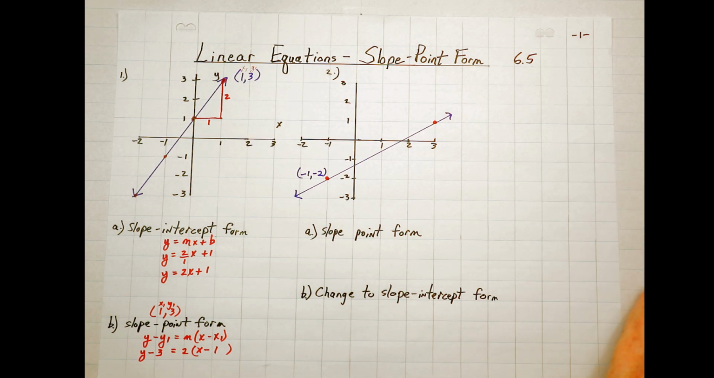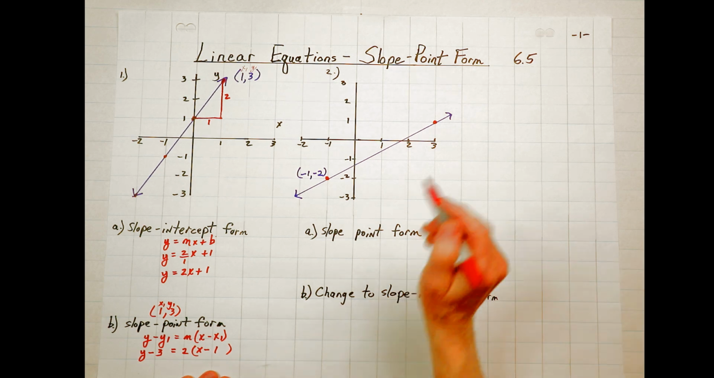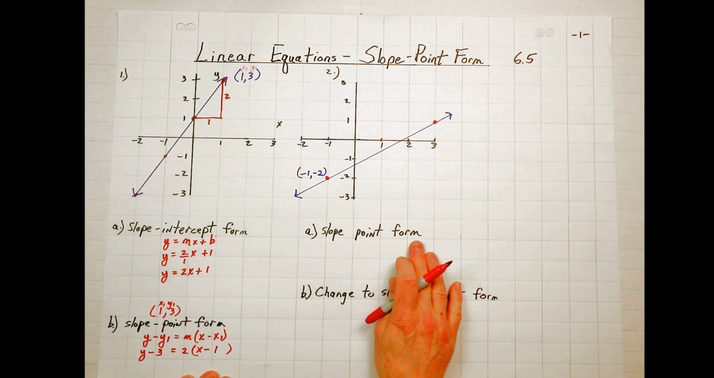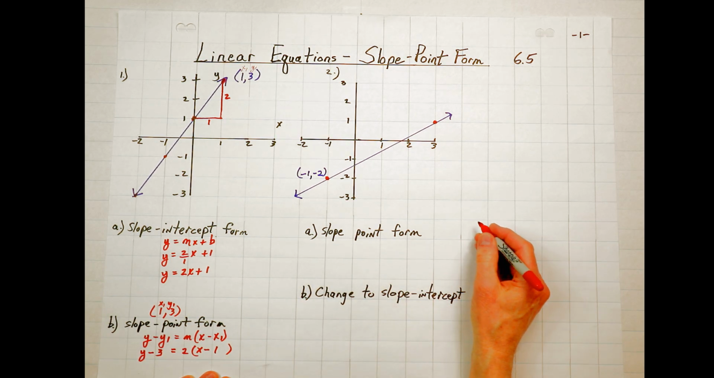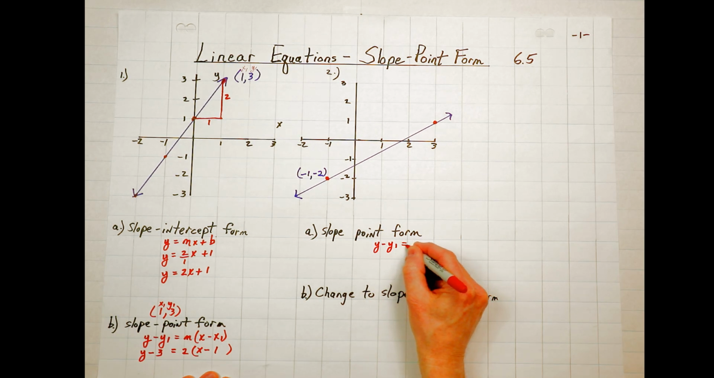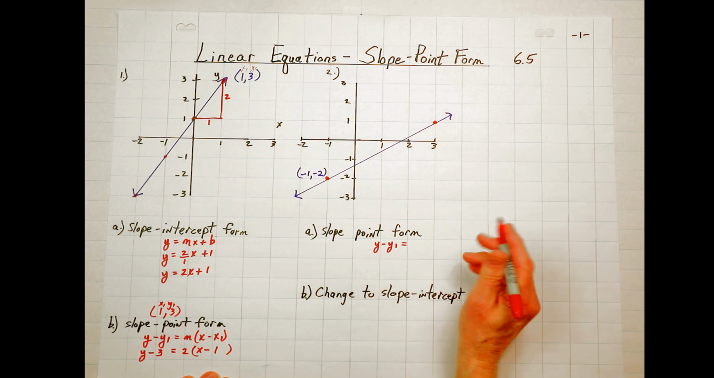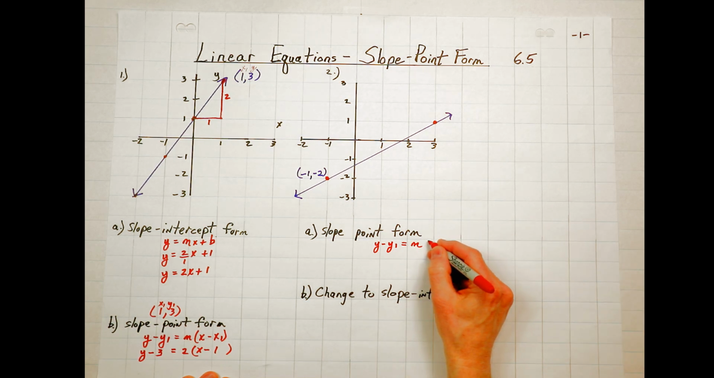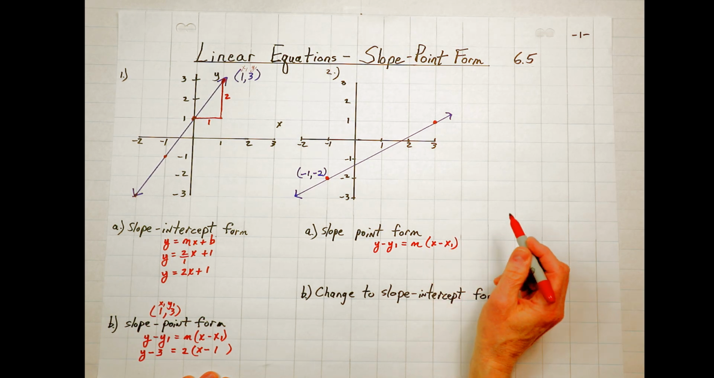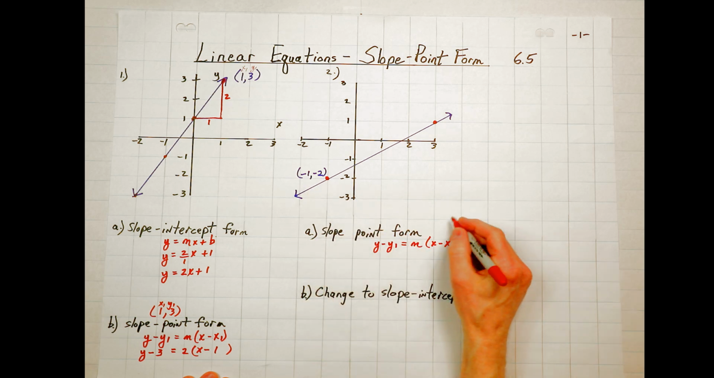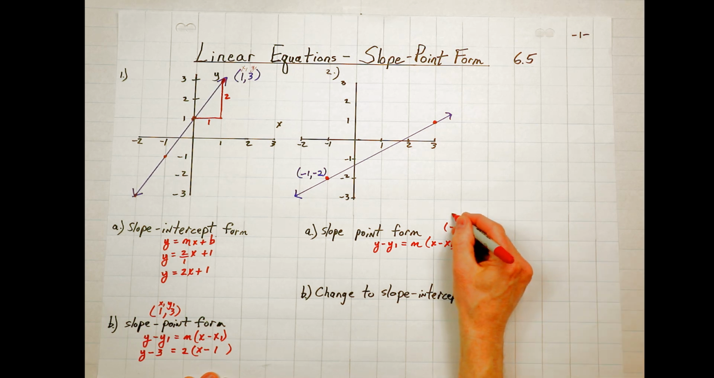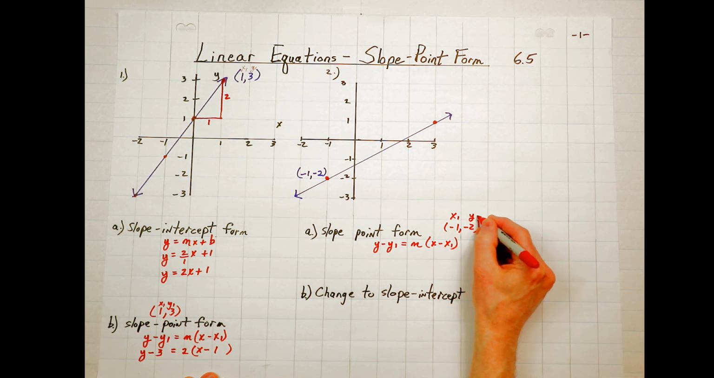I'm going to do this one a little differently. I wanted to do slope-point form first for this one. So slope-point form, y take away y1, you're going to get used to this. You'll do it so many times that don't worry about it. Equals m times x minus x1. Now the point that I've chosen here is (-1, -2). So this is going to be x1 and this is going to be y1.